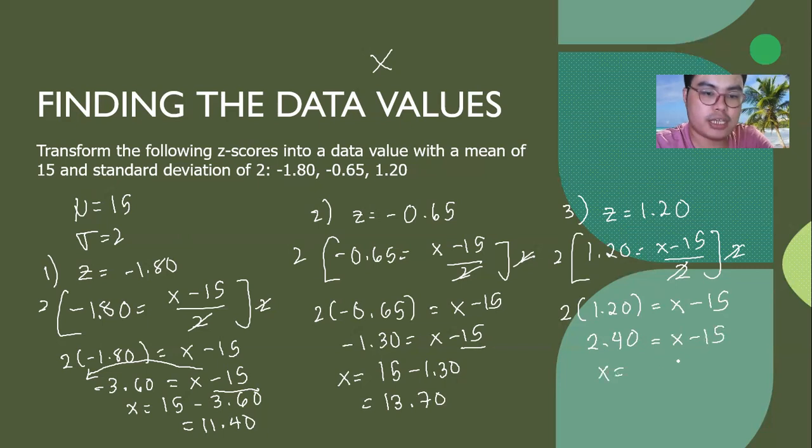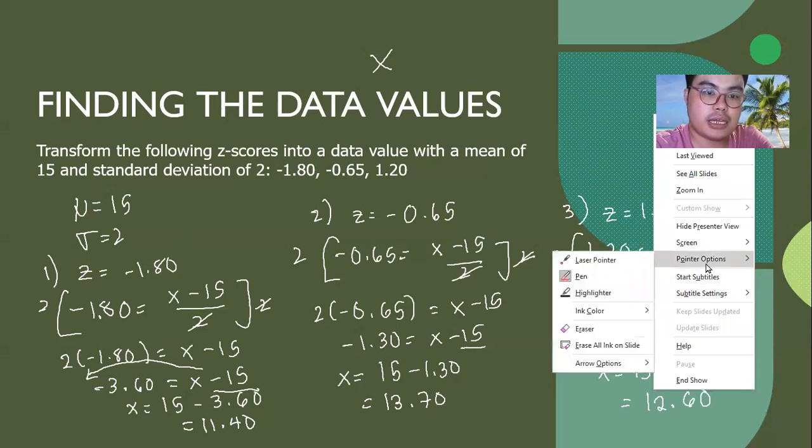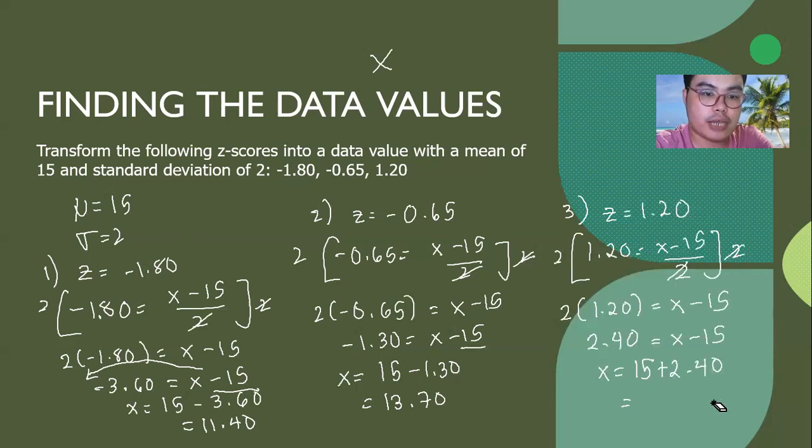So solving for x, the negative 15 will be transposed to the other side. So this will become 15 minus 2.40. So when you subtract, this will become 12.60. Okay? Oops, I made a mistake. So this will become plus. So this is not 12.60, but instead, you're going to add.